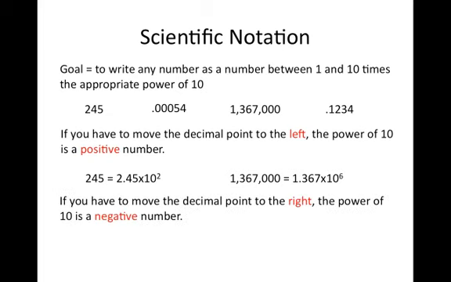If you have to move the decimal point to the right in order to put the number into scientific notation, the power of 10 is a negative number. Two of the above examples are like this. 0.00054 needs the decimal point moved to the right in order to make it a number between 1 and 10. We must move the decimal point 4 places to the right to get 5.4 times 10 to the negative fourth.